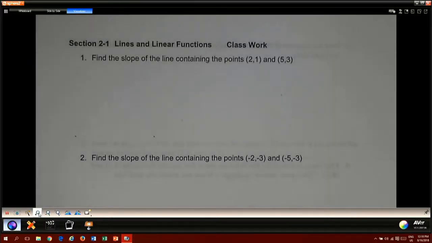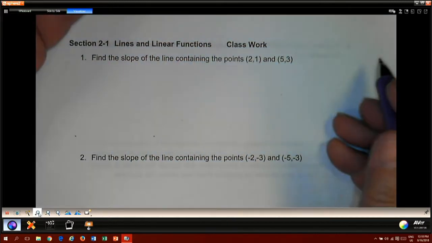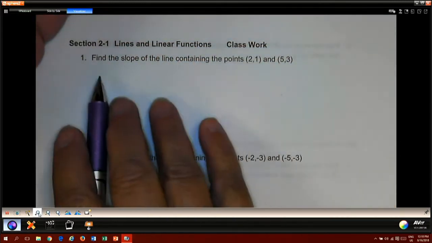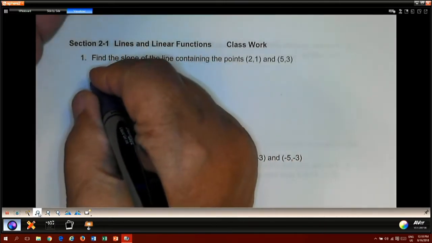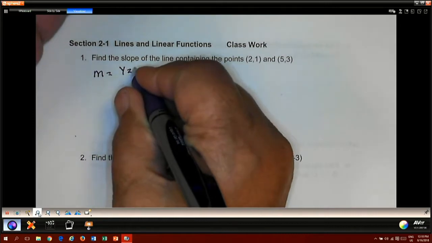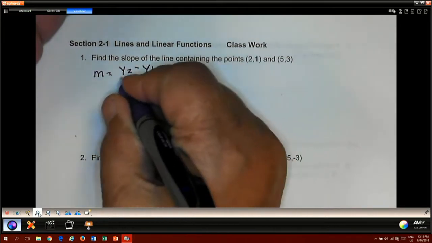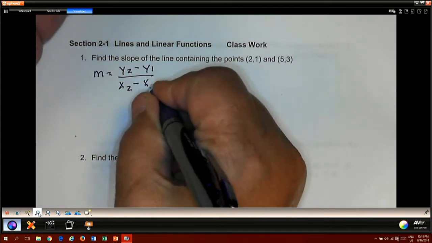Okay, we're moving on to look at different functions. We're going to start looking at linear functions and lines. So the first thing we're going to do is find the slope of the line connecting the 2 points. Slope formula is y2 minus y1 over x2 minus x1.